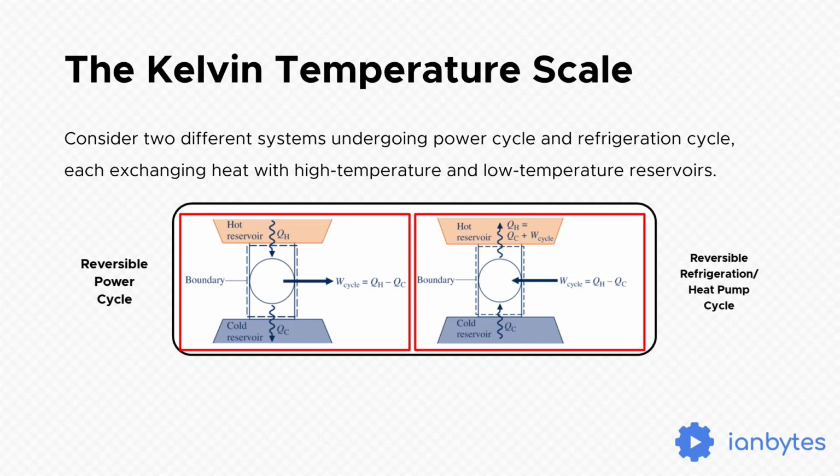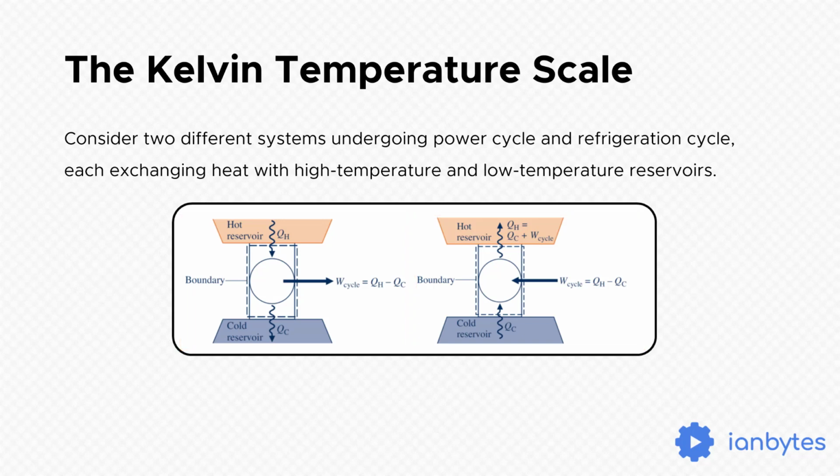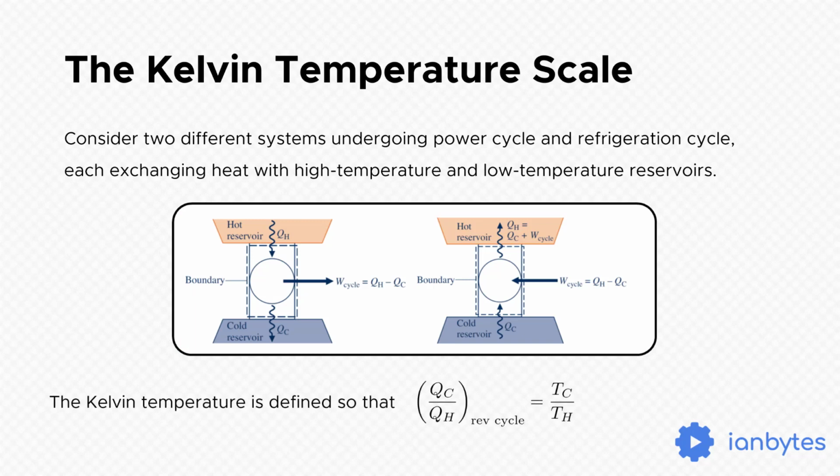Bawat isa sa kanila ay nag-interact with their respective hot and cold reservoirs. Provided that all the processes in the cycles are reversible, the Kelvin temperature scale is defined so that QC over QH in the reversible cycle is equal to TC over TH, where both TC and TH are temperatures in Kelvin.